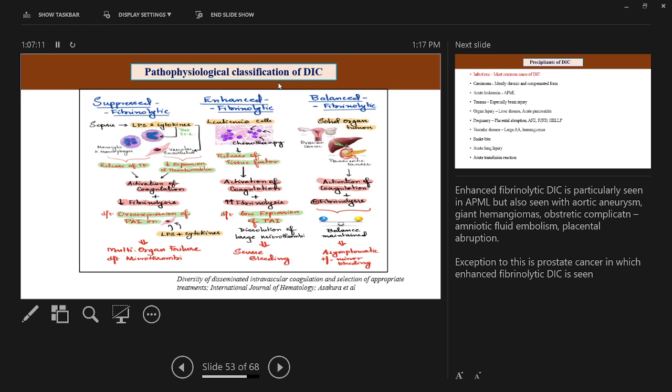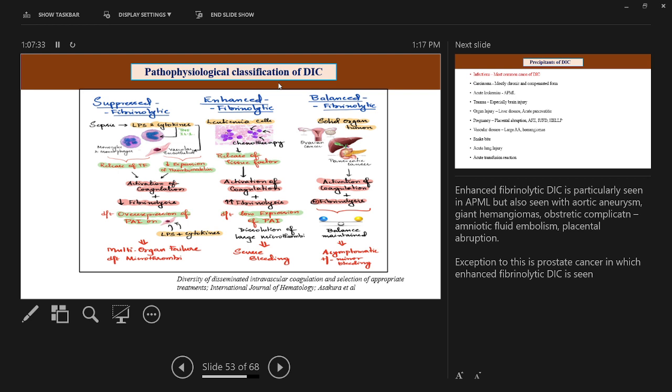Also, what happens is these LPS and cytokines stimulate the endothelium to cause overexpression of the plasminogen activator inhibitor. This leads to decreased fibrinolysis. So there is overall activation of coagulation and inhibition of the fibrinolysis also, leading to multiple microthrombi causing multi-organ failure. This is the major mechanism in sepsis patients.